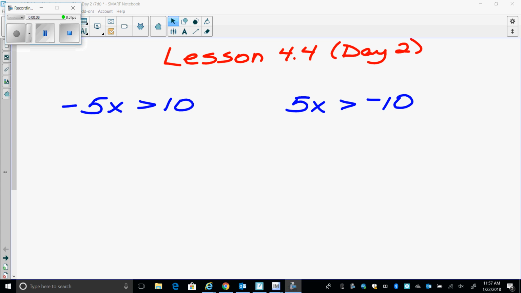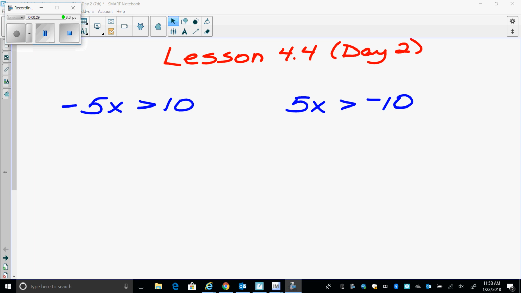We are continuing on with lesson 4.4, which is working with solving algebraic inequalities. So we're on day 2, where we have started to work with multiplication and division. I have 2 quick examples first on the board that are just reminders to you about when you should and should not reverse the inequality symbol.